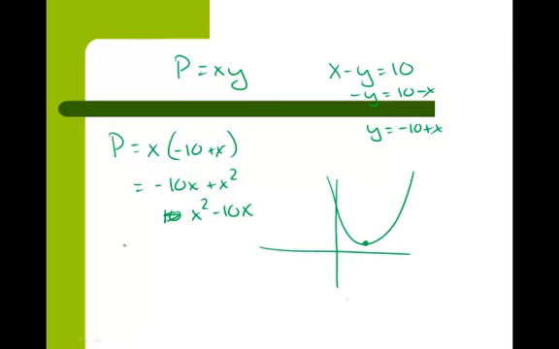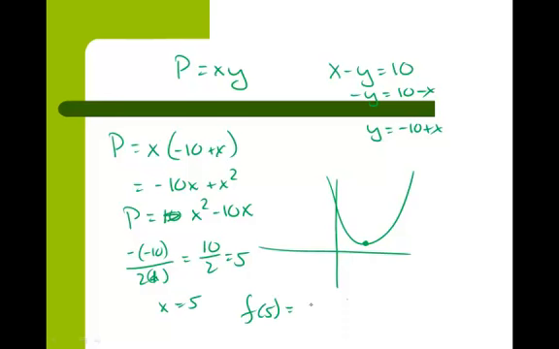I'm going to find that at the vertex. The vertex here is negative b over 2a. So the minimum occurs at x equals 5, and if I plug that back in, the minimum value is 5 squared minus 50, which is negative 25. So the minimum product would be negative 25.